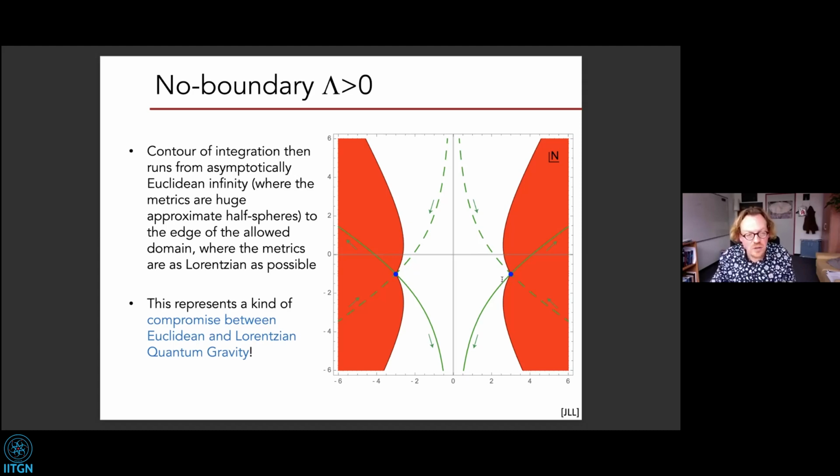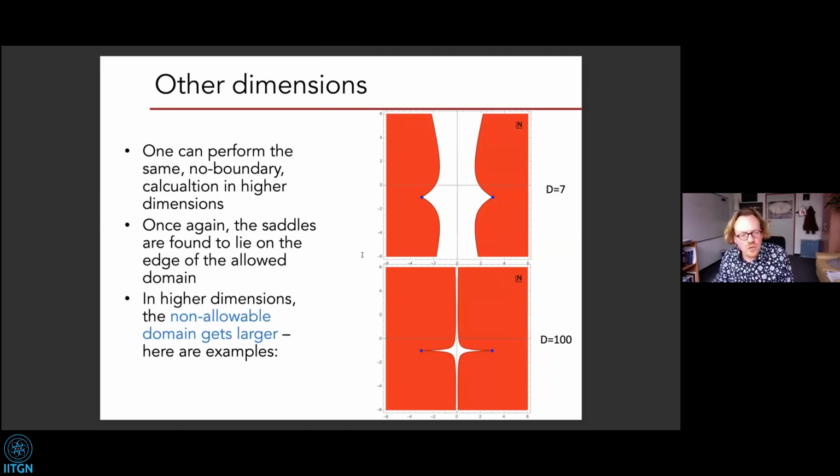But it seems, if you take this criterion seriously, that you can neither have a purely Euclidean integral nor a purely Lorentzian integral. It turns out that if you look at the no boundary proposal in other dimensions, the same thing happens. It's just that the domain of non-allowable metrics gets larger. And in fact, in very high dimensions, like here in 100 dimensions, you are left with a very small region that is still allowable, but it has these same characteristics. It goes along the Euclidean axis, and then it goes along parallel to the Lorentzian axis up to the saddle points. So this seems to be quite a general feature, at least when you impose no boundary conditions.